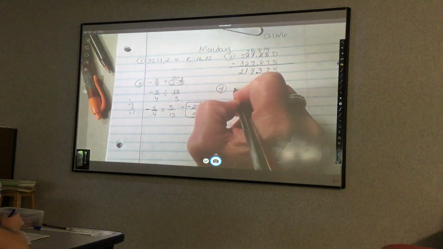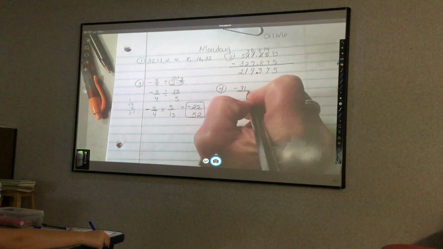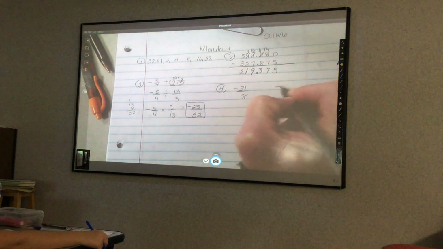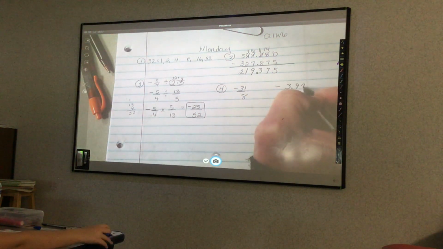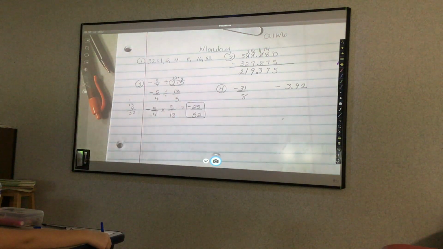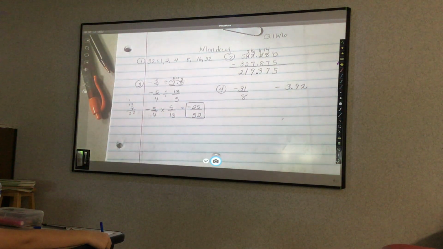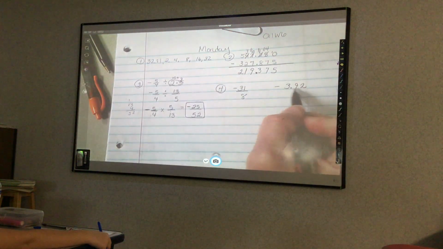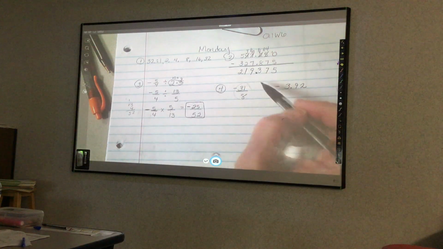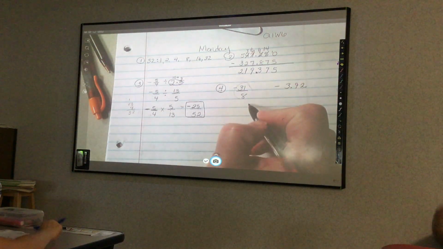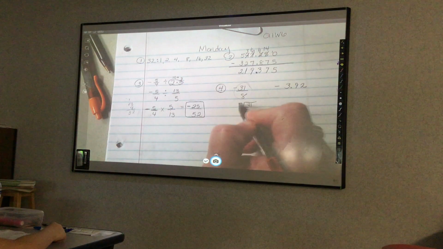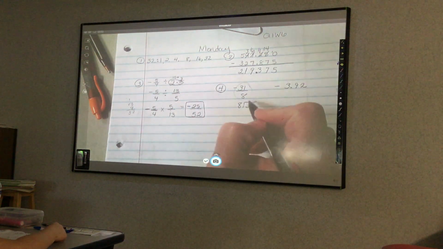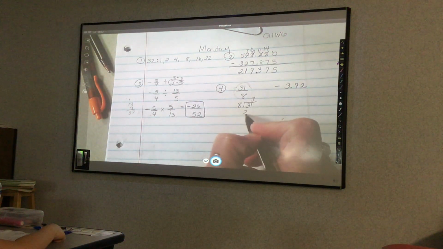Number 4, comparing a negative 31/8 to a negative 3 and 92 hundredths. You guys should be able to do this problem also. What do I need to do? Oh, you need to change the fraction to decimal. Change the fraction to a decimal because you both have to be in the same format. So I'm going to take 31 divided by 8. 8 goes into 31 3 times. 3 times 8 is 24.